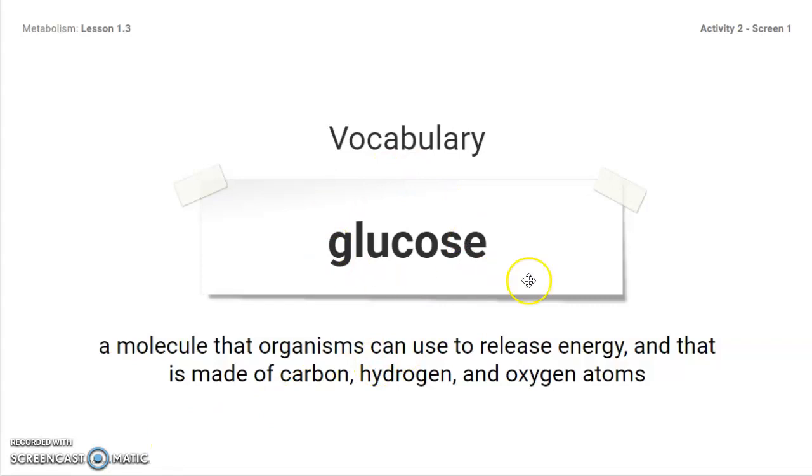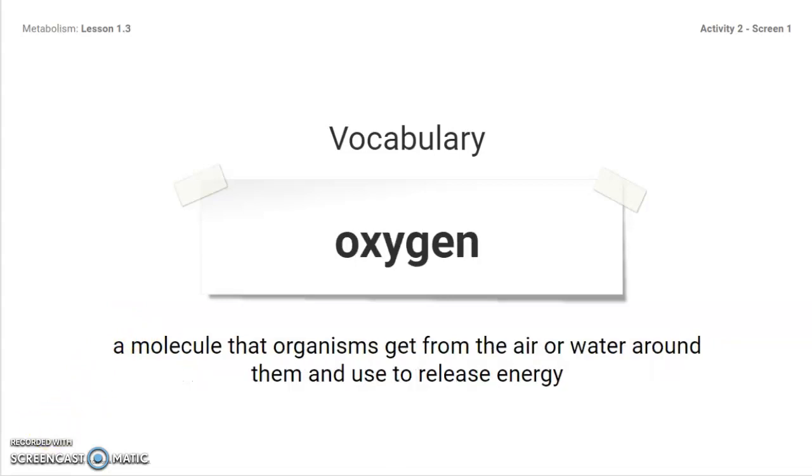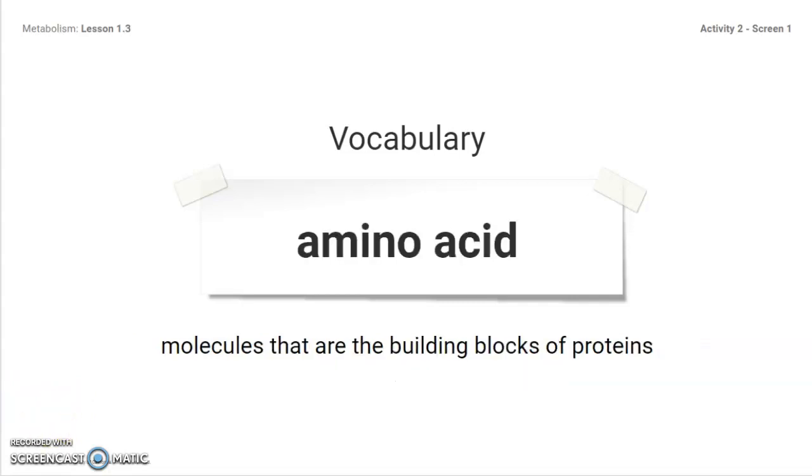And you can find these vocabulary terms on the divider tab that Ms. Serrata will give you, or I will give you, if you haven't already gotten it. You also saw oxygen. Oxygen is basically a molecule that organisms get from the air or the water around them and use it to release energy. We also had amino acids, which are molecules that are the building blocks of proteins. So if you want to make a protein, you need to build up amino acids.